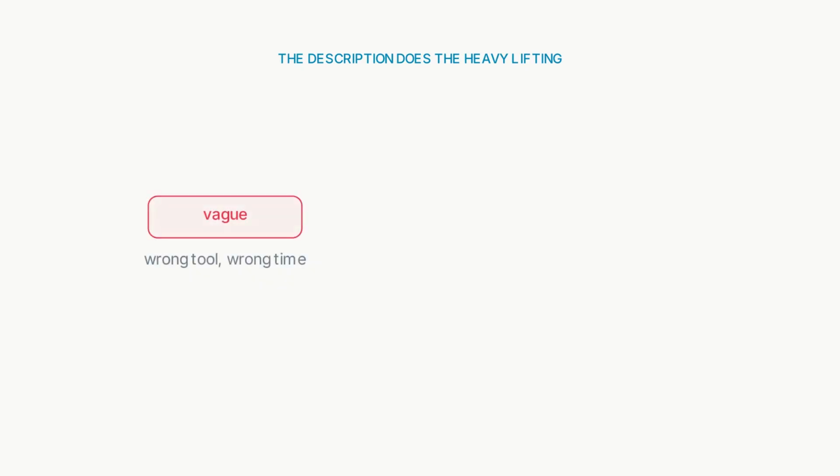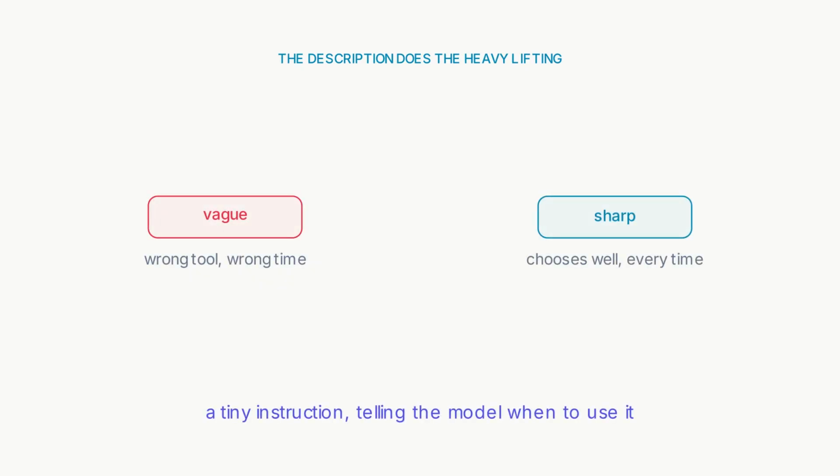That middle part, the description, matters far more than it looks. It's a tiny instruction written for the model telling it precisely when this tool is the right choice. Give it a vague description, and the model reaches for the wrong tool at the wrong moment. Give it a sharp one and it chooses well, again and again. An enormous amount of an agent's reliability comes down to how carefully these little descriptions are written.